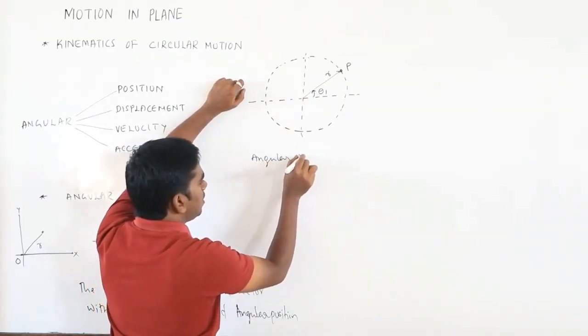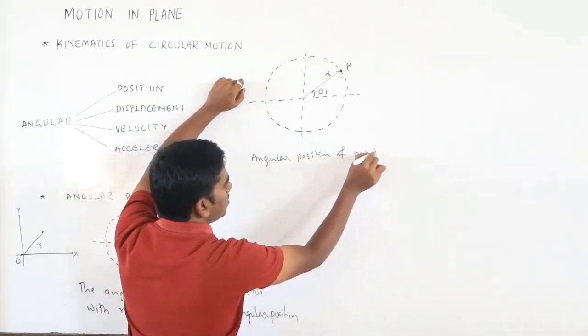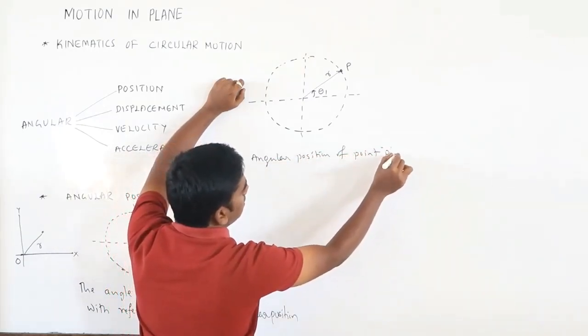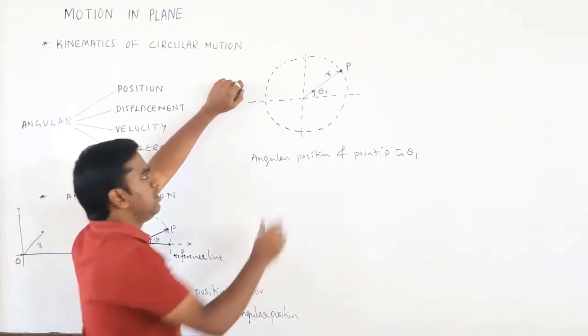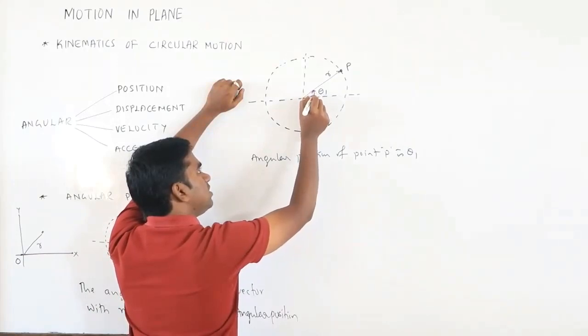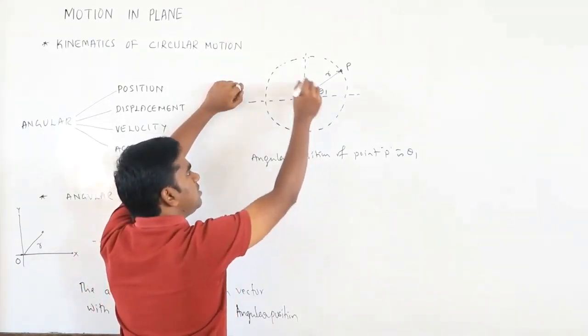Angular position of point P is theta1. Now what is the direction? Direction is in clockwise direction. Sorry, anti-clockwise. Okay, it is moving in the upward direction.